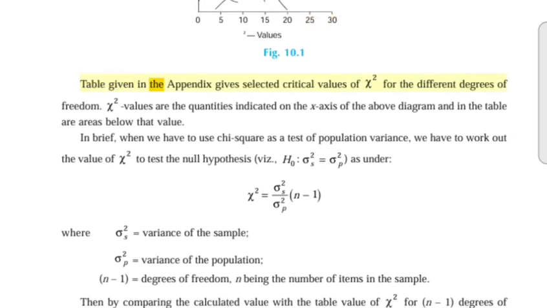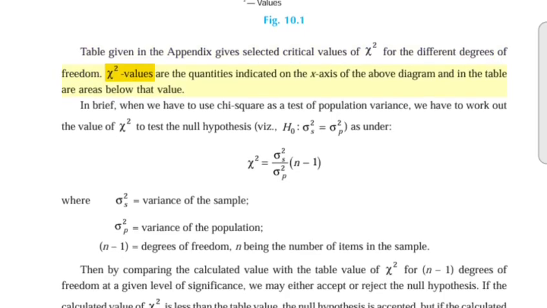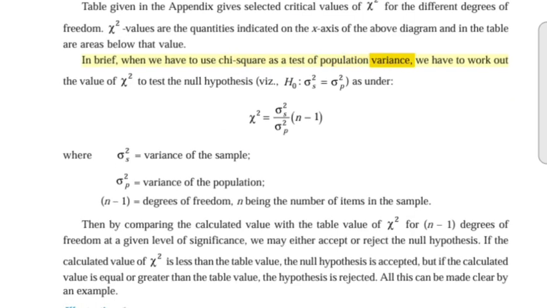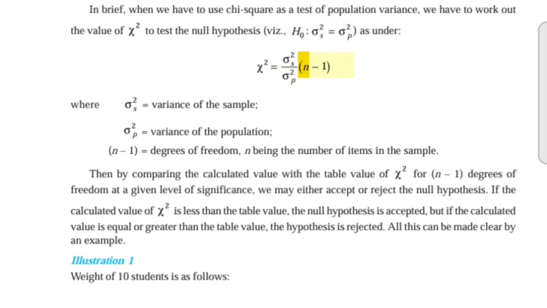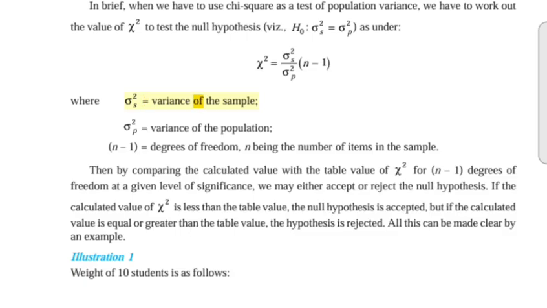The table given in the appendix gives selected critical values of χ² for the different degrees of freedom. χ² values are the quantities indicated on the x-axis of the above diagram and in the table, or areas below that value. In brief, when we have to use chi-square as a test of population variance, we have to work out the value of χ² to test the null hypothesis, viz., H0: σs² = σp², as under: χ² = σs²(n−1)/σp², where σs² equals variance of the sample, σp² equals variance of the population, and n−1 equals degrees of freedom, n being the number of items in the sample.